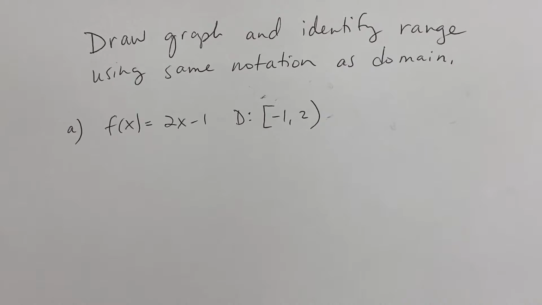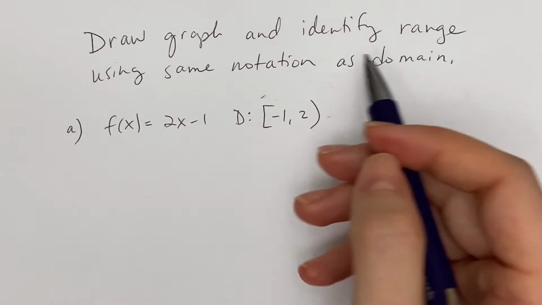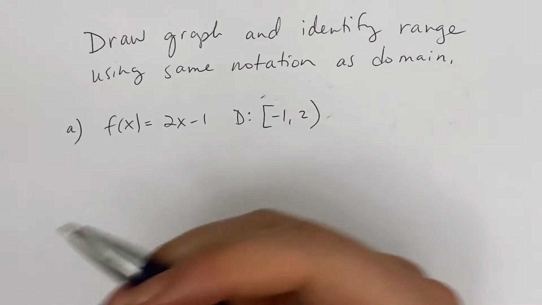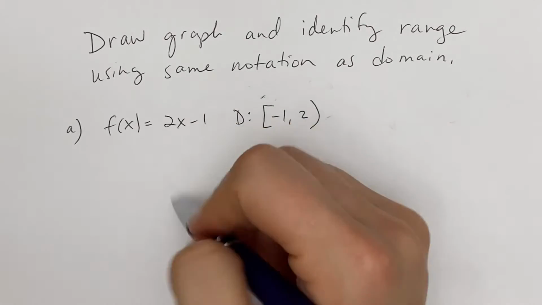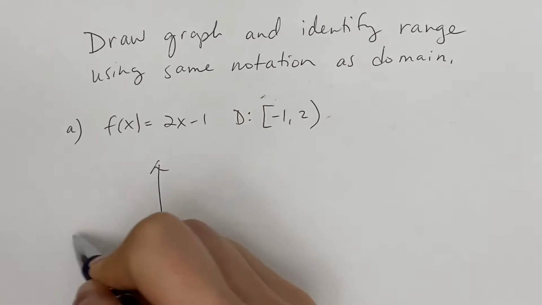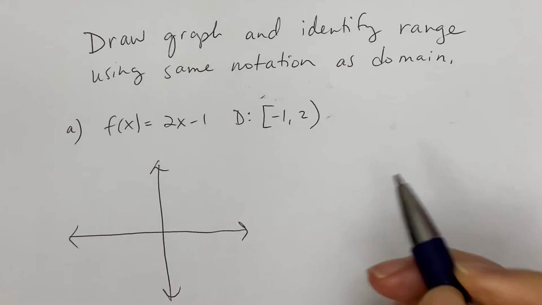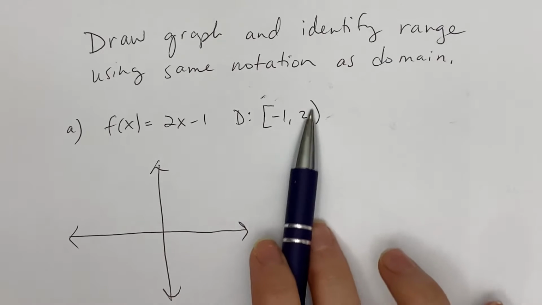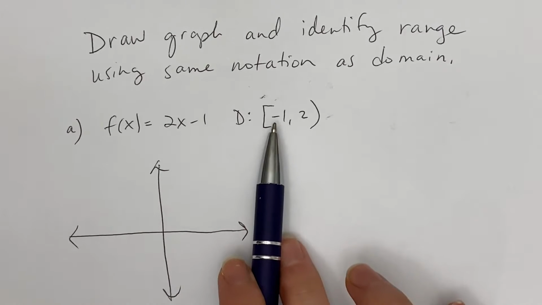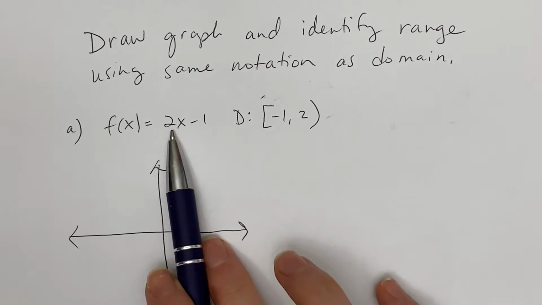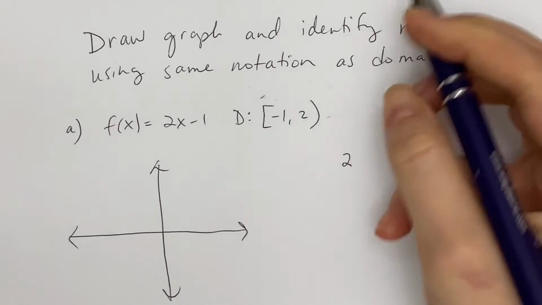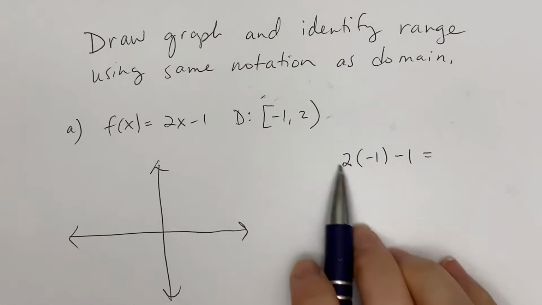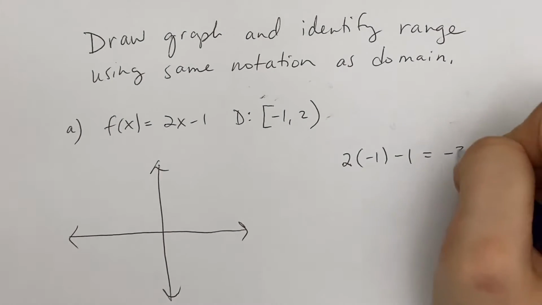Okay, in this example, they want us to draw the graph and identify the range using the same notation as the domain. So to draw the graph, I'm going to make a little coordinate plane here. And the only x values that we can substitute into this function are the ones within this range. So I'm going to start with the -1, and I'm going to substitute that into the function. So if I substitute -1 in for x, that's going to give me -2 minus 1, which is -3.